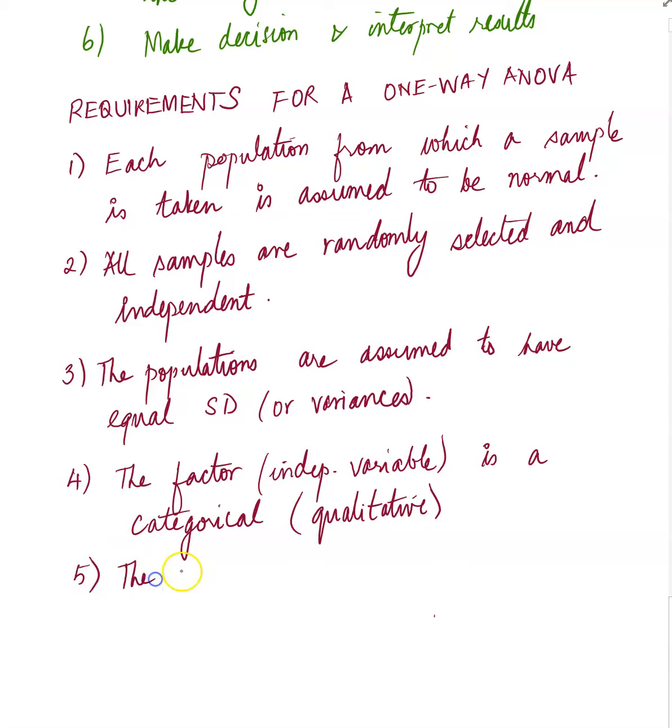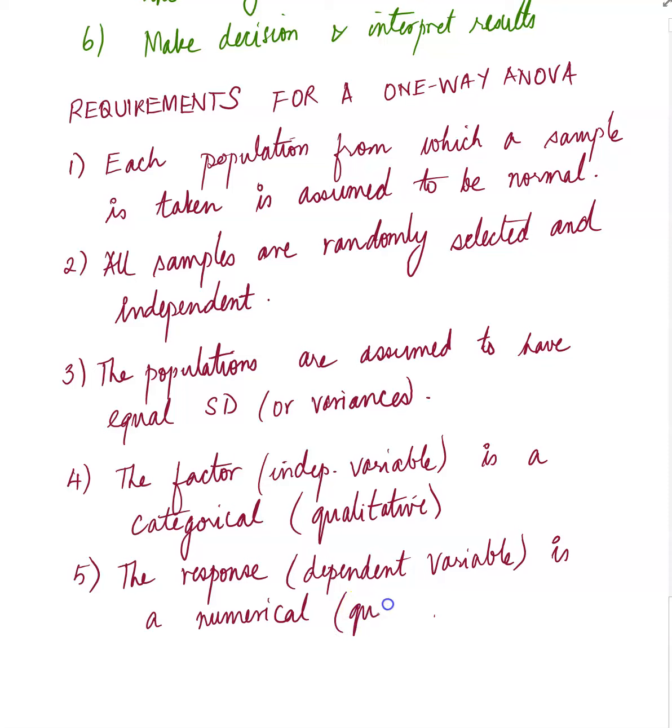The response variable must be a numerical variable, which is quantitative. So if you have all these 5 conditions satisfied, then you're done with step 1. And then you can move on to step 2 and through step 6 to finish the testing.